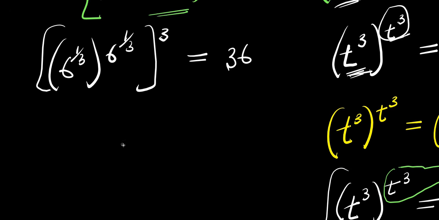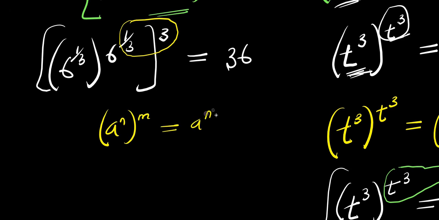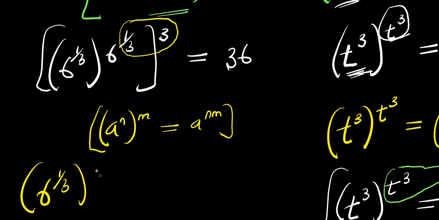So right here, we are going to multiply this out using this identity: a power n raised to the power of n equals a power n times n. So we have 6 power 1 over 3 raised to the power of 6 power 1 over 3 times 3. This is 3 over 3. This will be 3 power of 3 over 3, which is 1. So that one is out already. We see that, and this equals 36.